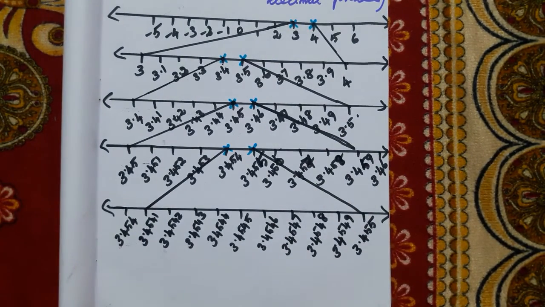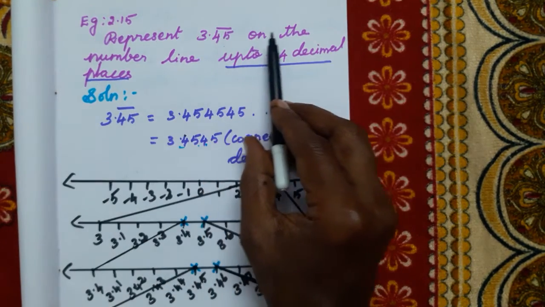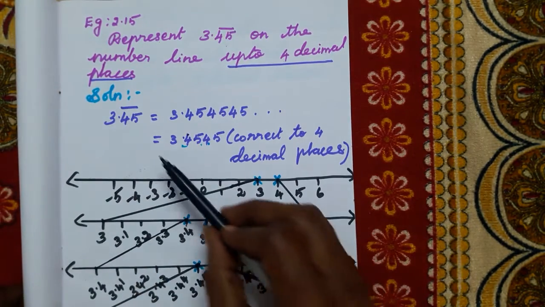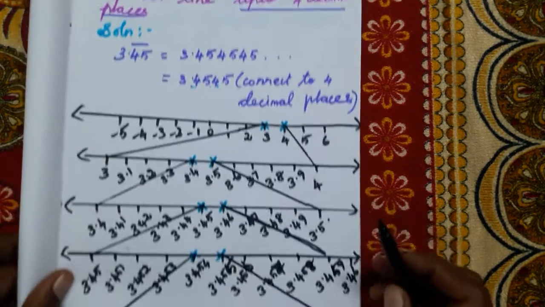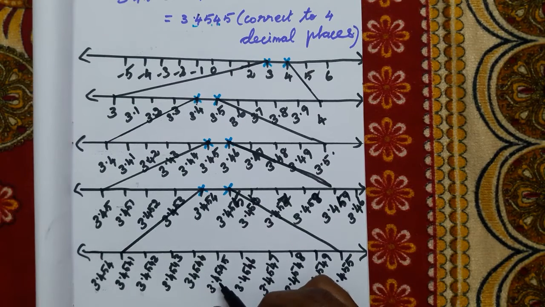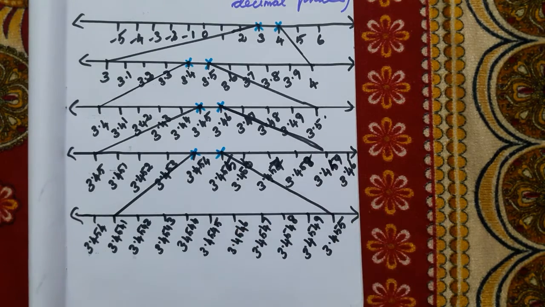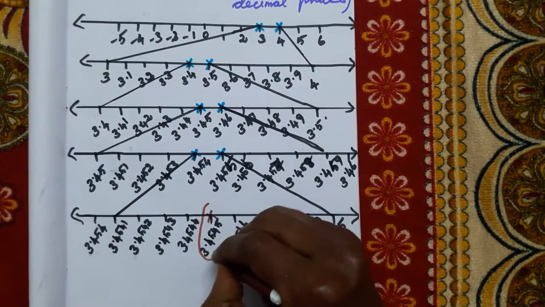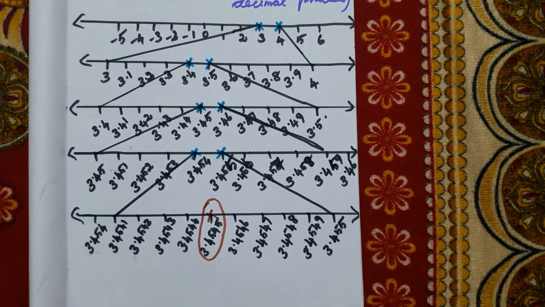Now what is the question? Represent 3.45 bar on the number line up to 4 places of decimal. What is the number? 3.4545. This number we have to mark. This number only we have to represent on the number line. Have you understood? Shall we do one more problem? Okay.